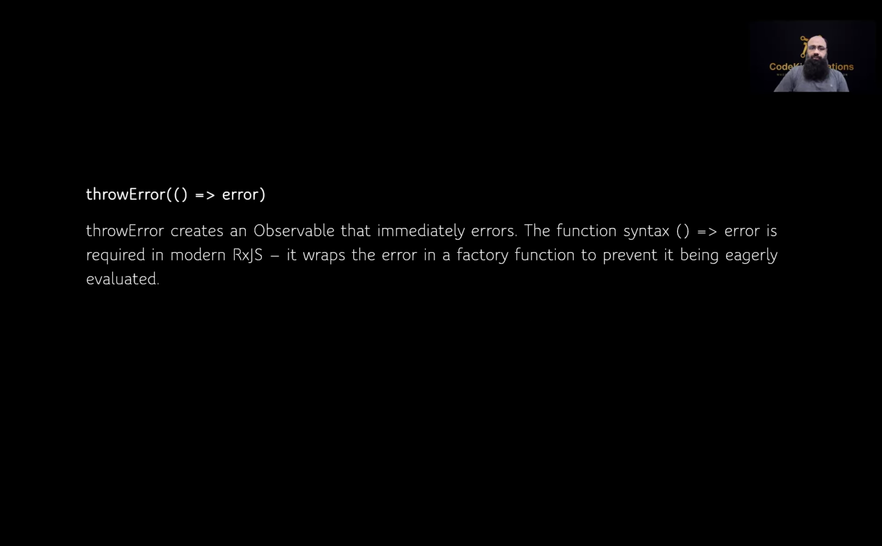So again over here, this throwError creates an observable that immediately errors. So what does the function syntax show? The error factory function is required in modern RxJS. It wraps the error in a factory function to prevent it from being eagerly evaluated.